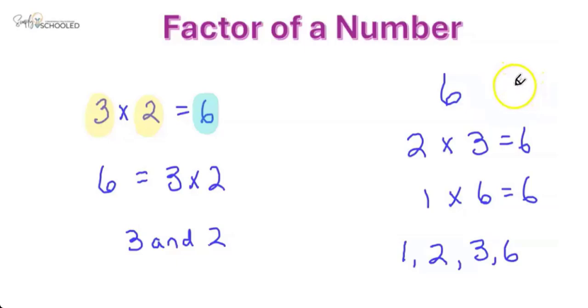Now, one key thing to notice here is that 1 times any number is itself. So 1 and the number is always a factor.